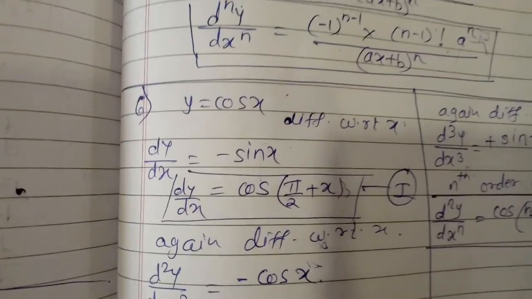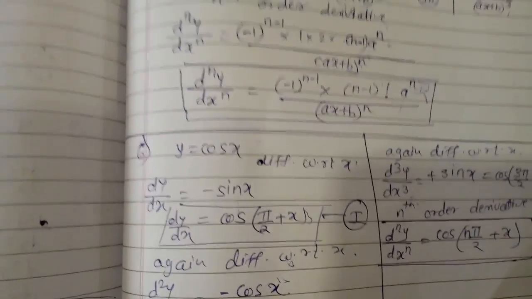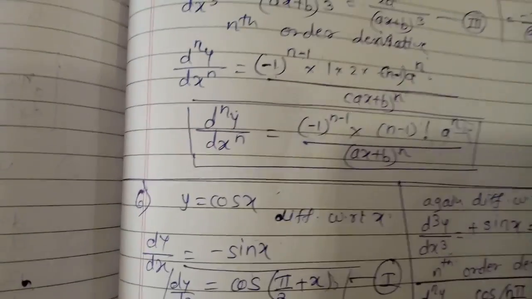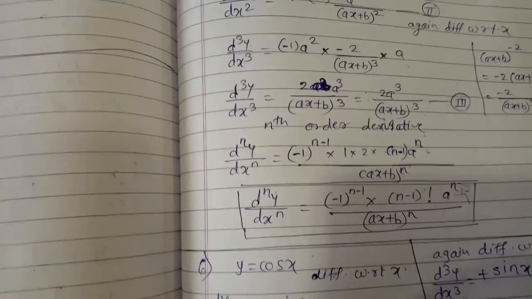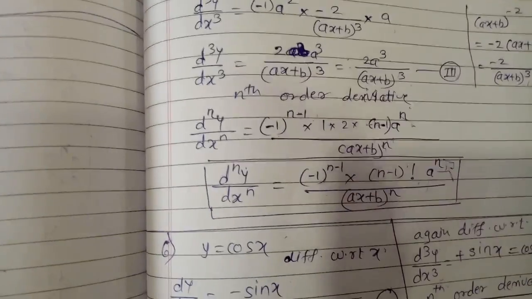So this is all about the examples from question number 4, and 5 examples remaining are for your homework. Just try to solve them, and this is the end of the chapter differentiation, and in the next lecture we are going to see the new chapter. Thank you.